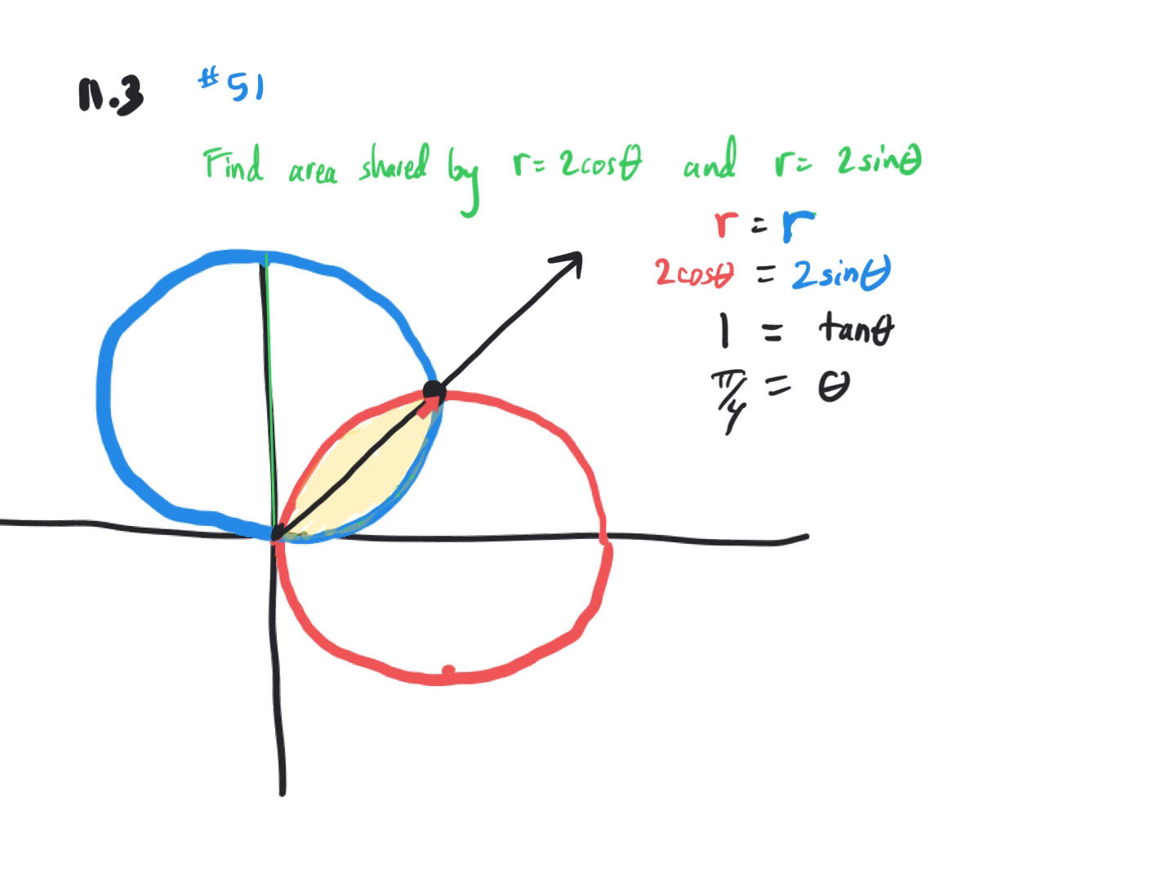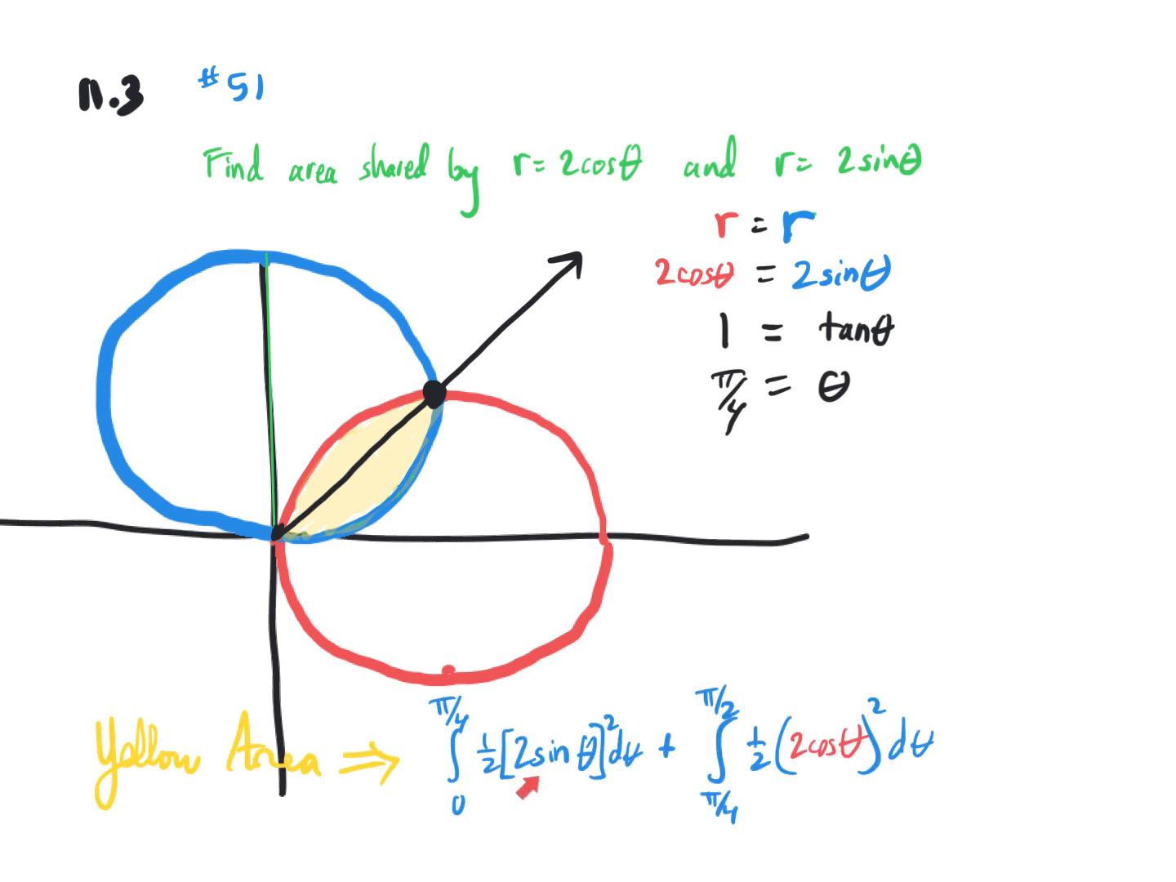Okay, now we can take this ray and sweep it from pointing at 0 to pi over 4 with the blue radius, and then continue sweeping from pi over 4 to pi over 2 for the red radius. And that would give us all the area of the region shared by these two circles. So 1/2 radius squared d theta for the region with the blue boundary. And then when we rotate from pi over 4 to pi over 2, our radius will be the red boundary.